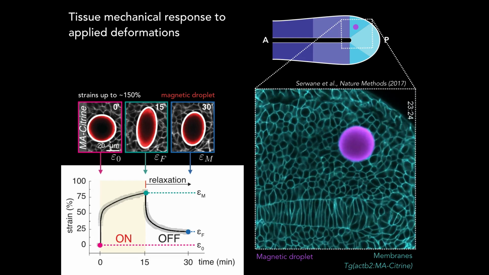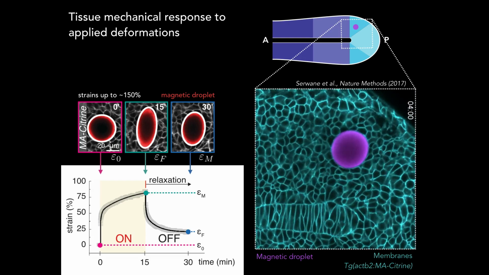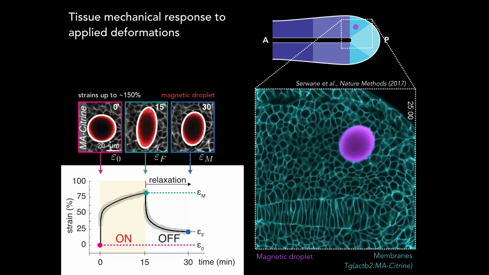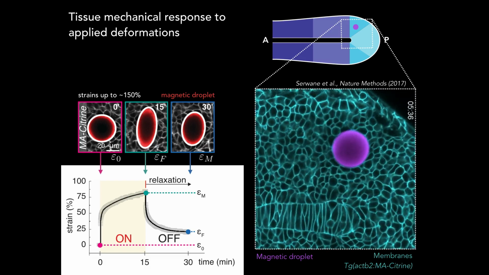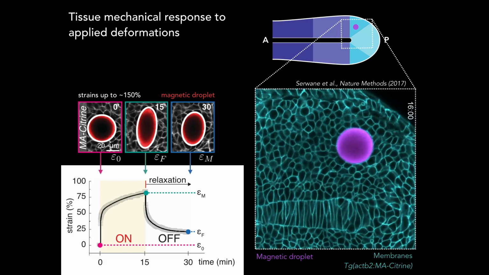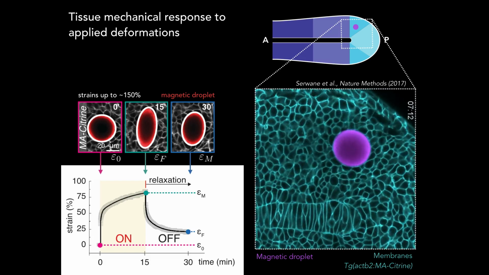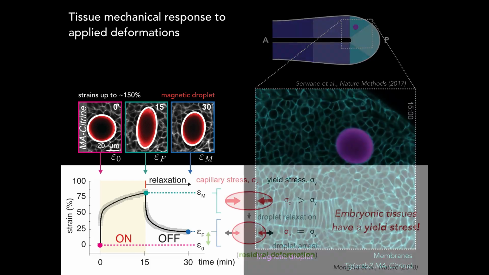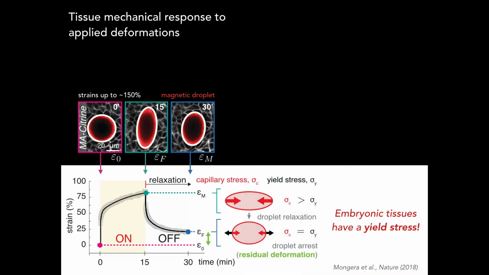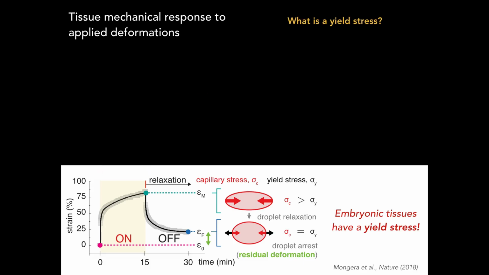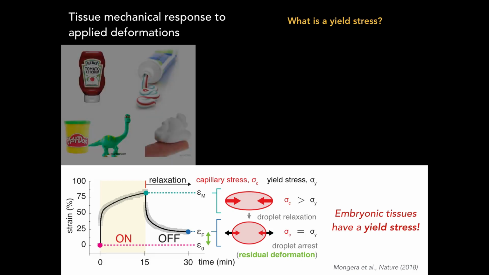And what we observe is something a little bit weird. We observed that the droplet was not going back to the sphere. There was a residual deformation on the droplet. So something needed to be holding this droplet. And this something is called, in physics, a yield stress. Now, many of you may not know what a yield stress is, so let me explain it. Let me first show you materials that I'm sure you're familiar with that do have a yield stress.